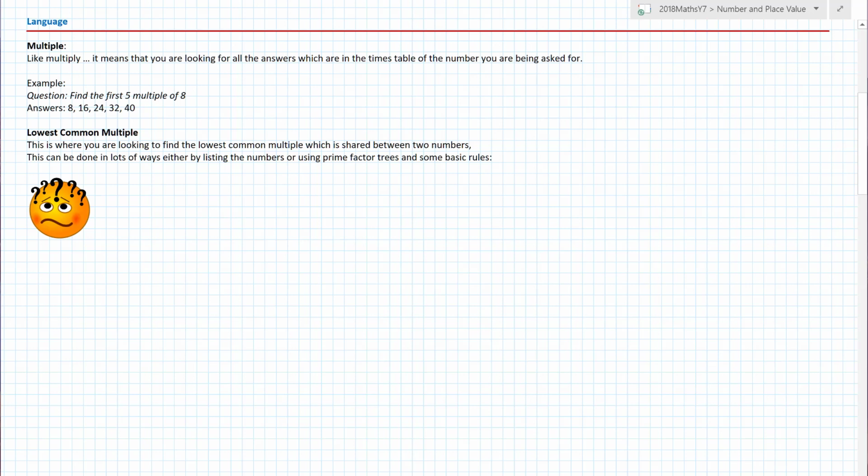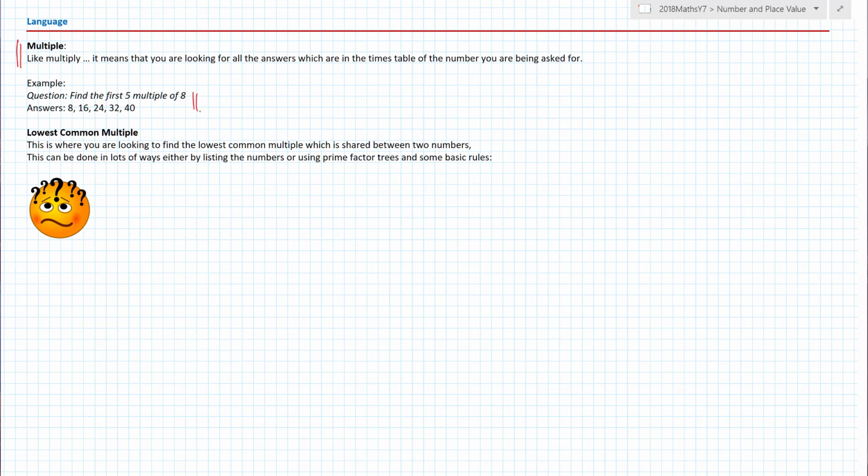Language. Multiple. Remember, multiple, in my view, sounds like multiply. It means you're looking for all of the answers which are in the times table of the number you're looking for. So for example, find the first 5 multiples of 8. That is basically saying find the first 5 numbers of the 8 times table.